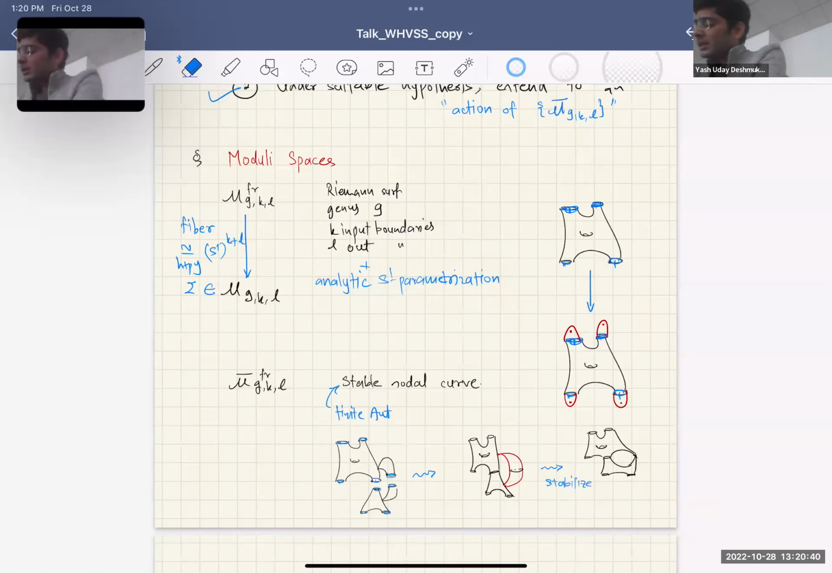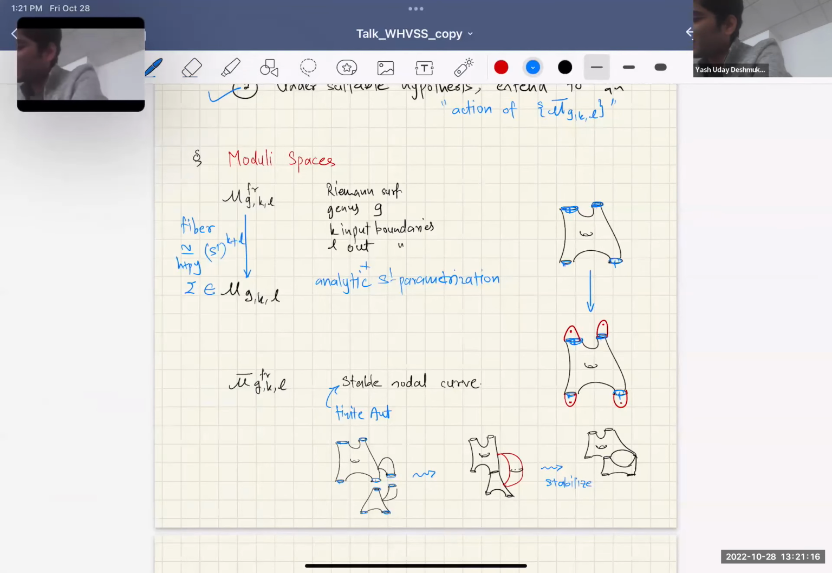So again, using this S1 parameterization, we are able to glue the stable nodal curves. And as I've shown here, sometimes when you perform this gluing for nodal curves, you might end up with some spheres which are unstable. And since we only consider stable curves, you're supposed to stabilize. If you create some such component as a result of gluing, you stabilize, as I've shown in this picture.